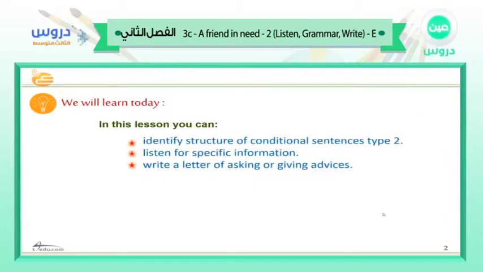Today's objectives are: identify the structure of conditional sentences type 2. Listen for specific information. Then we are going to write a letter asking for or giving advice.